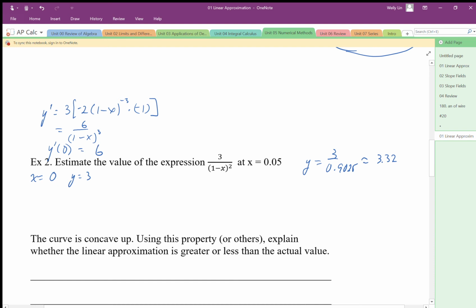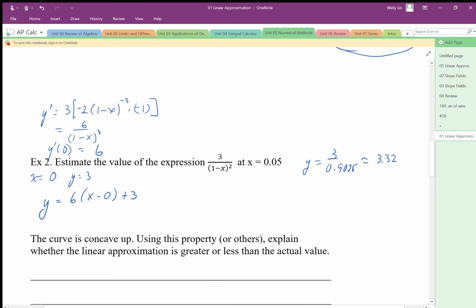I've got my slope and I've got my x and y coordinates. I'm going to write the equation of the tangent line. The tangent line equation is y equals 6 times x minus 0, plus 3. There's the equation of my tangent line. This tangent line then is going to approximate the coordinate at x equals 0.05.